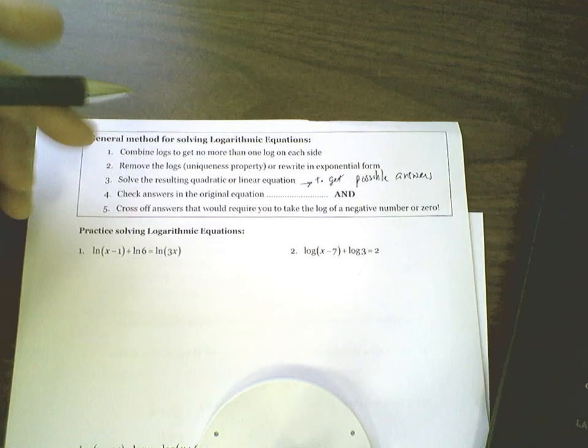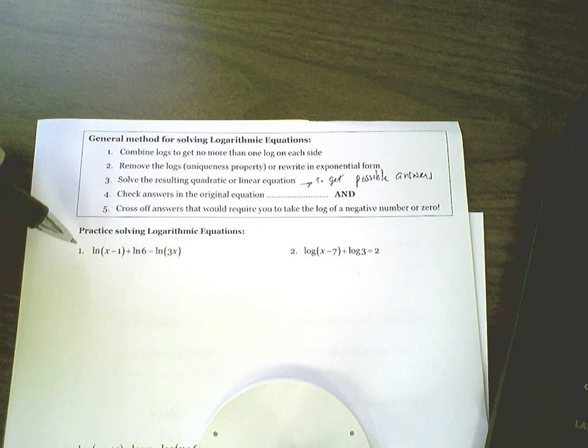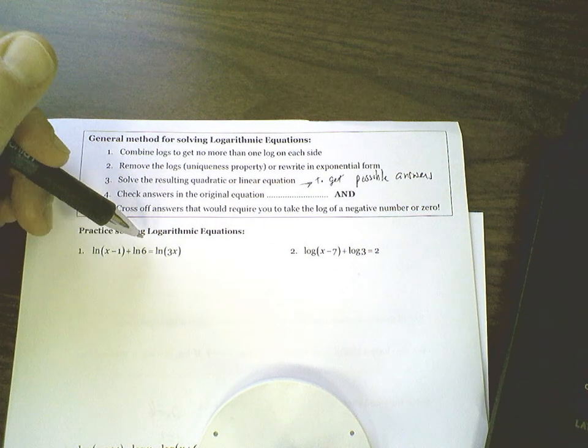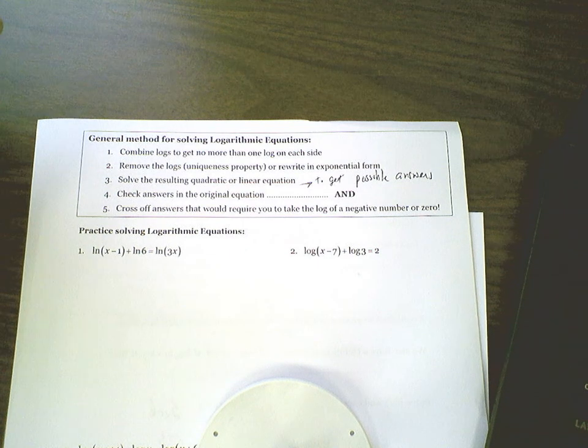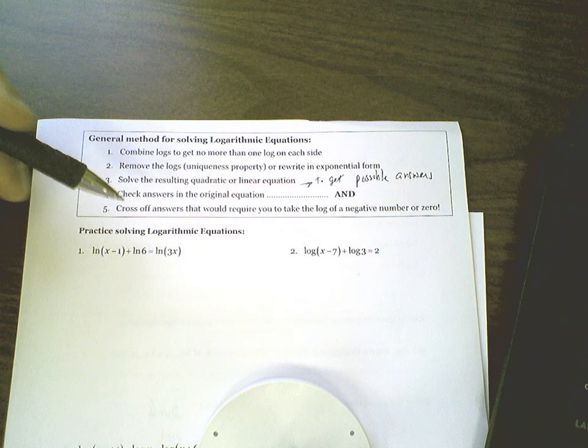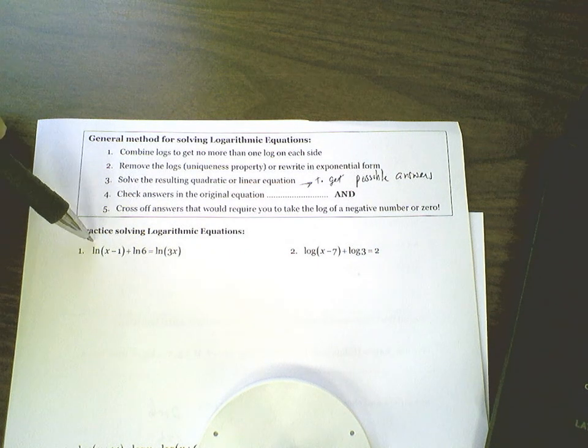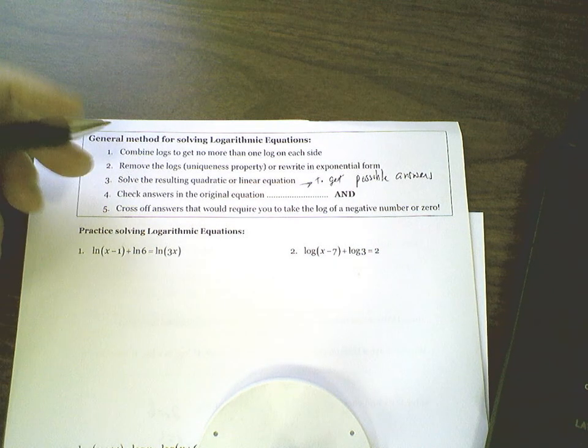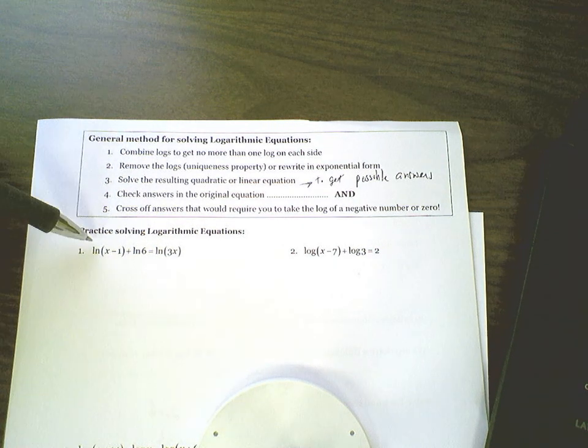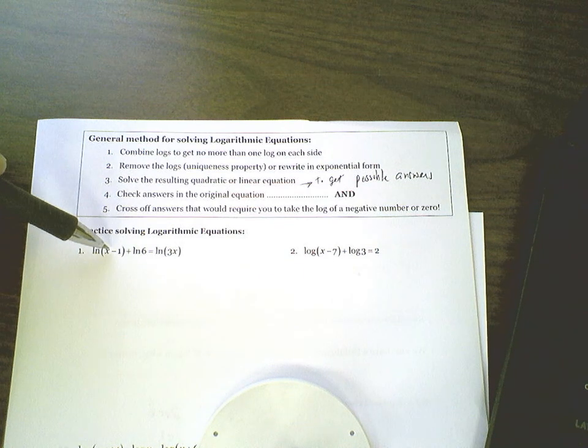ln of x minus 1 plus the ln of 6 equals the ln of 3x. Well, I would like to use my uniqueness property, if I could make this thing on the left a consolidated log statement. And by the way, what do I notice? Hey, it's an ln of something plus an ln of something else. That talks to me of the product property.